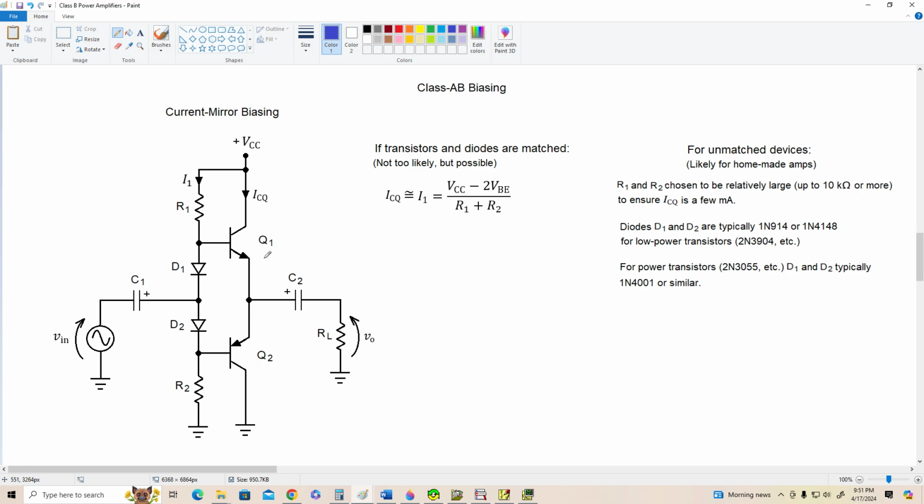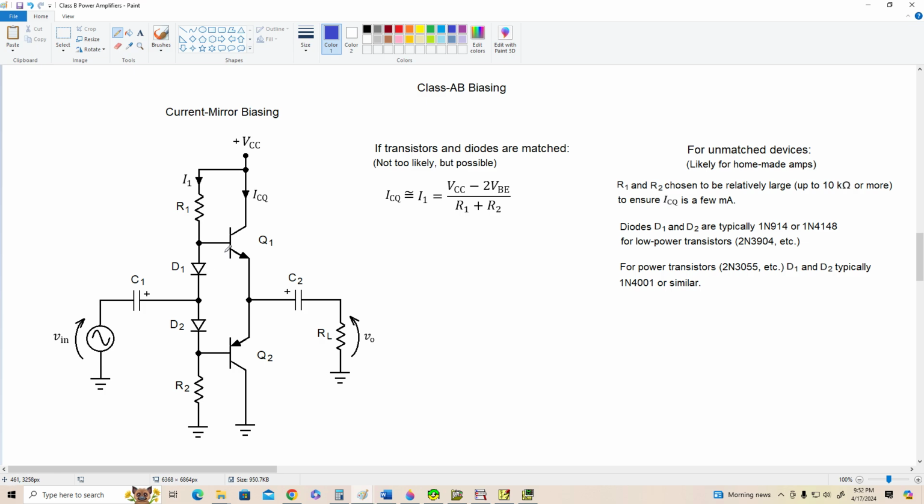All right, if we're using small transistors, if it's just a low power amplifier, and we're using 2N3904s or 3906s, then we could use 1N914s or 1N4148s for D1 and D2. If we're using power transistors like 2N3055s, typically these are going to be bigger diodes like 1N4001s or something like that, or even transistors hooked up as diodes.